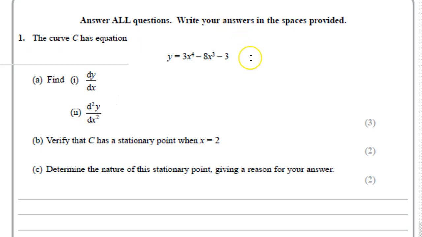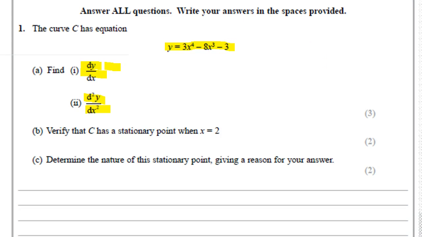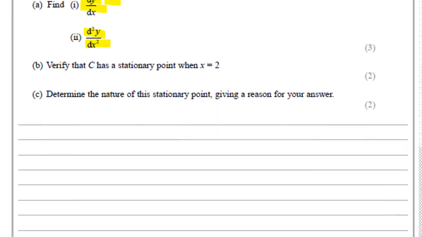So here is your first question. The curve C has equation y equal to 3x^4 minus 8x^3 minus 3, and you need to calculate dy/dx and d2y/dx2. Yeah, this is your first part. So let's start solving. Let me write down the equation, that is part a.